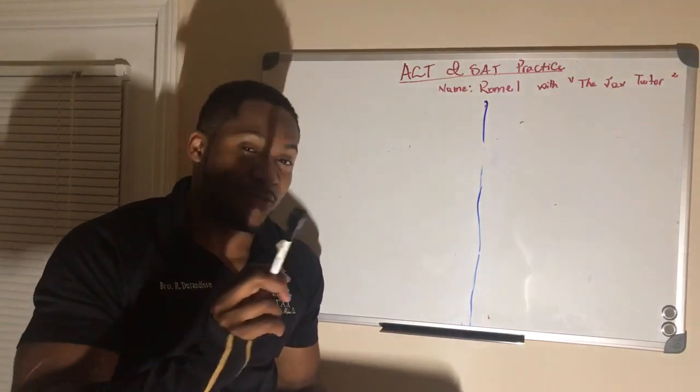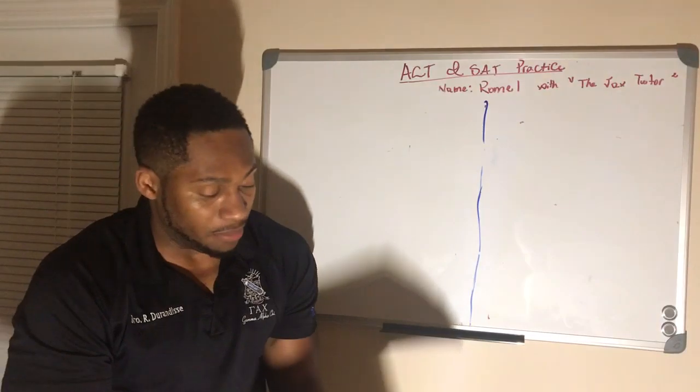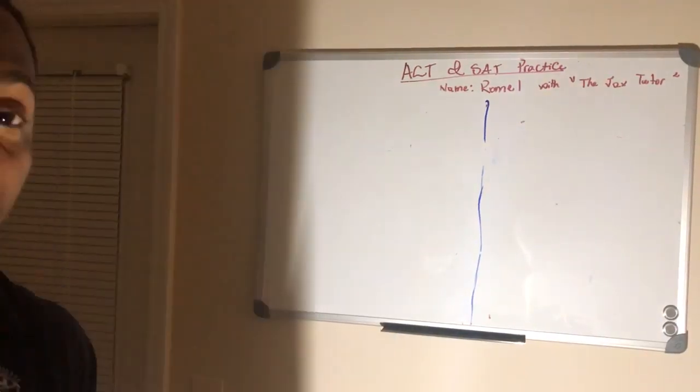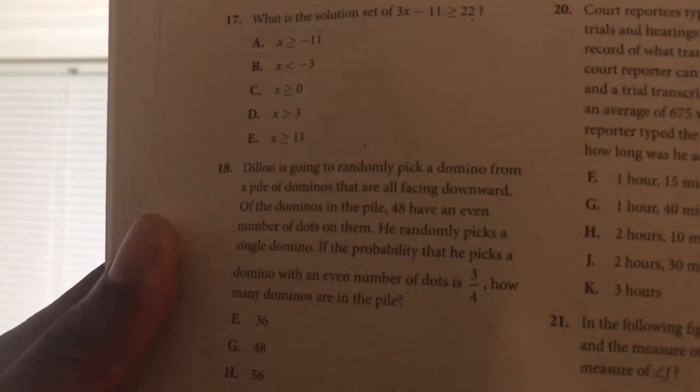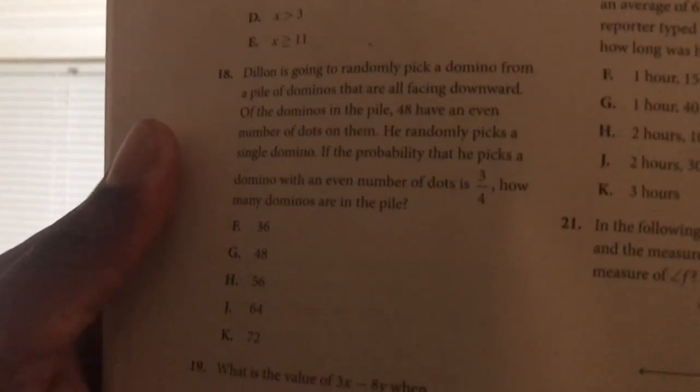So today we're going to talk a little bit about word problems. Let me show you exactly what we're doing here today. Hopefully you can see this. Yes, so it says, I guess Dion is going to randomly pick a domino from a pile of dominoes that are all facing down.